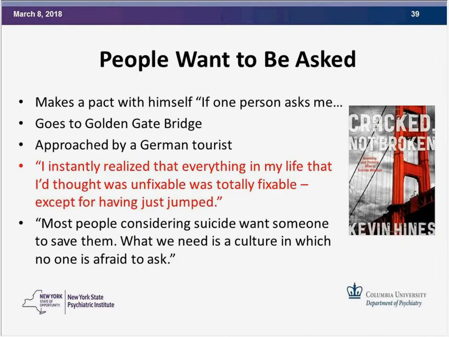And we know people want to be asked. We do a lot of work with Kevin Hines. Kevin Hines, if you don't know who he is, is a man who survived jumping off the Golden Gate Bridge, which is lethal 99% of the time. And he tells his story with a lot of drama, but he was a 19-year-old kid who had a psychotic depression.